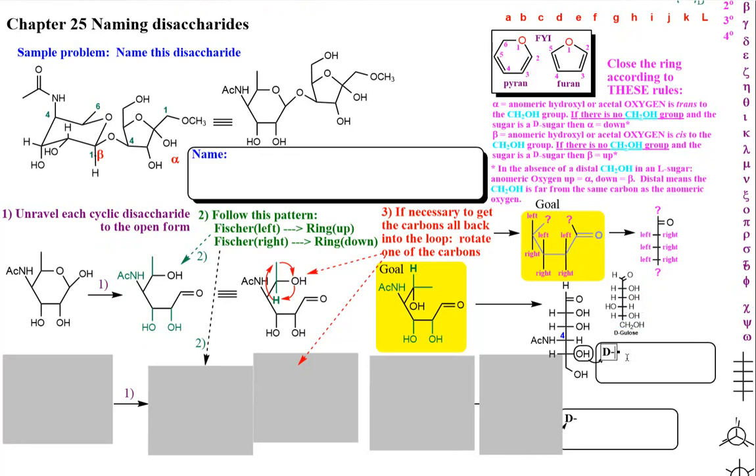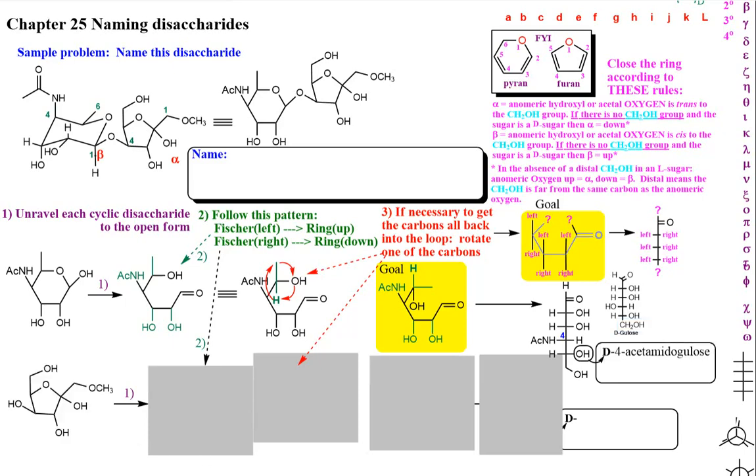On carbon 4, we have an amino that has an acetyl group on it. You can do it in one fell swoop by saying 4... okay, maybe I can't. 4-acetamido, and it's glucose. So that's what we have right there. And let's look at the other one.